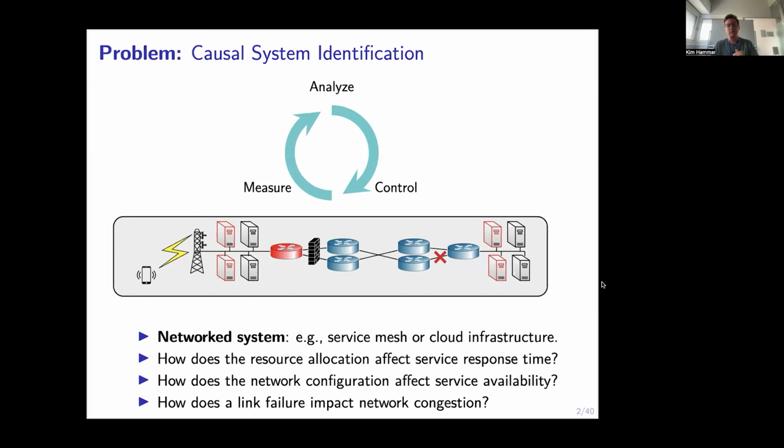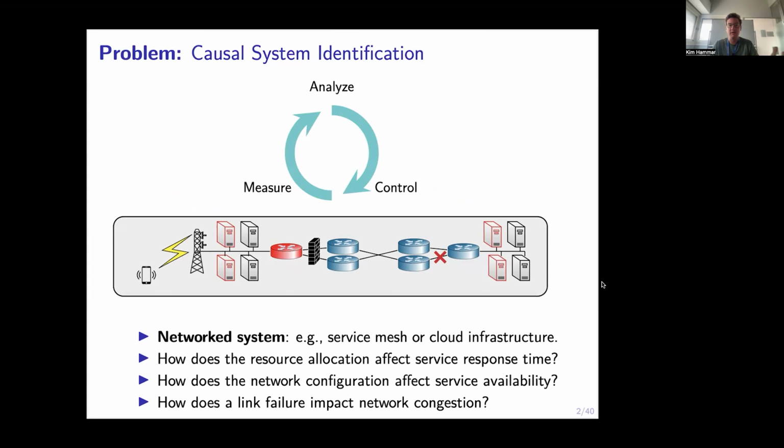And by being able to reason about these causal effects and maybe also predict them, we can achieve more reliable operation of the system. In fact, one could say that as much as 30% of the outages that we see in practice could in principle be avoided by having an accurate causal model of the system.